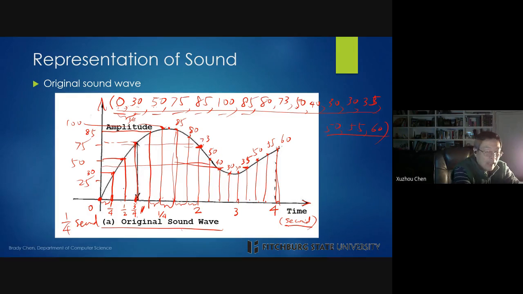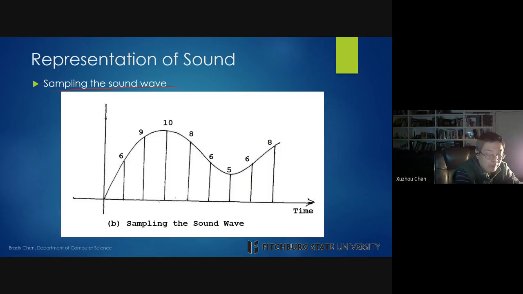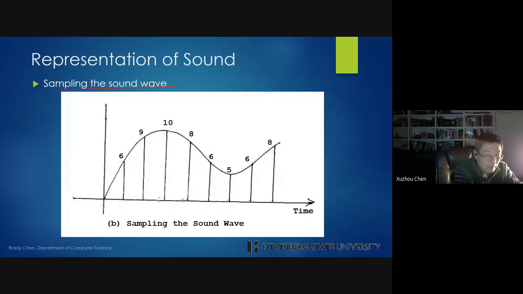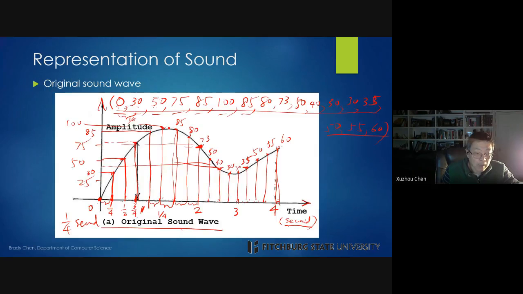Here it looks like I put more samples than before. Here I only take 8 samples, but here I take 17. Here I pick 9 samples, but here I pick 17 samples.